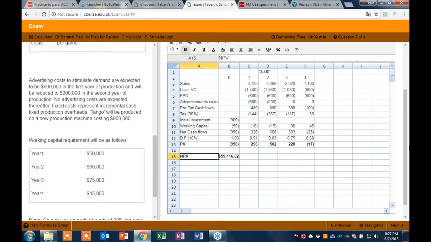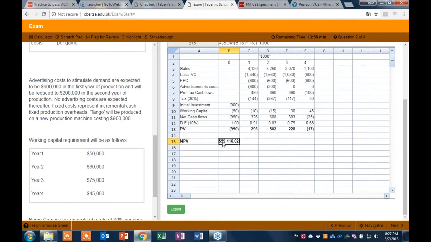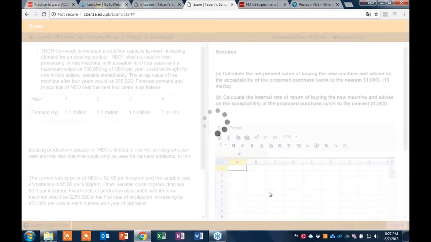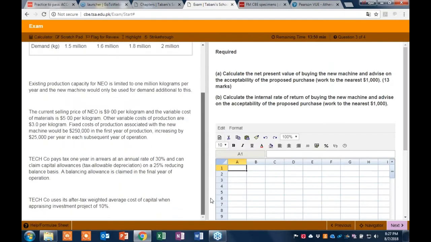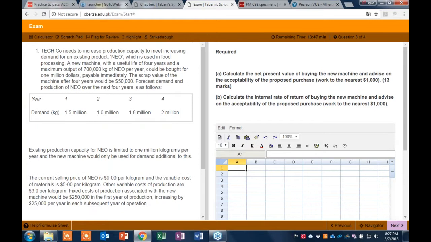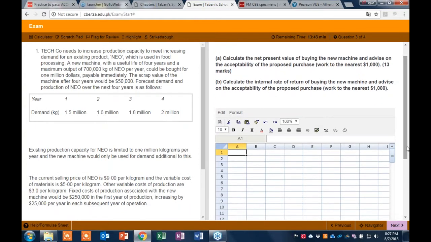Okay, so I hope you people will be able to calculate the IRR of the same question. So I'm moving forward to the next question. So we've got another question here, and we are again supposed to calculate the net present value. Let's go to the question.